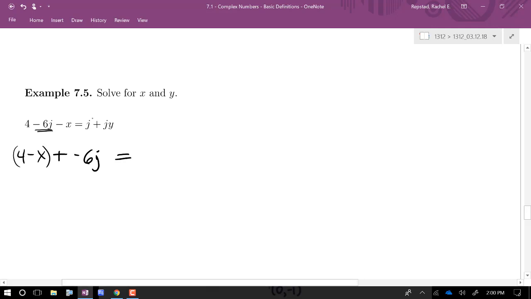On the right side, it's all imaginary, right? So I've got the real part is 0. And what is the imaginary part?